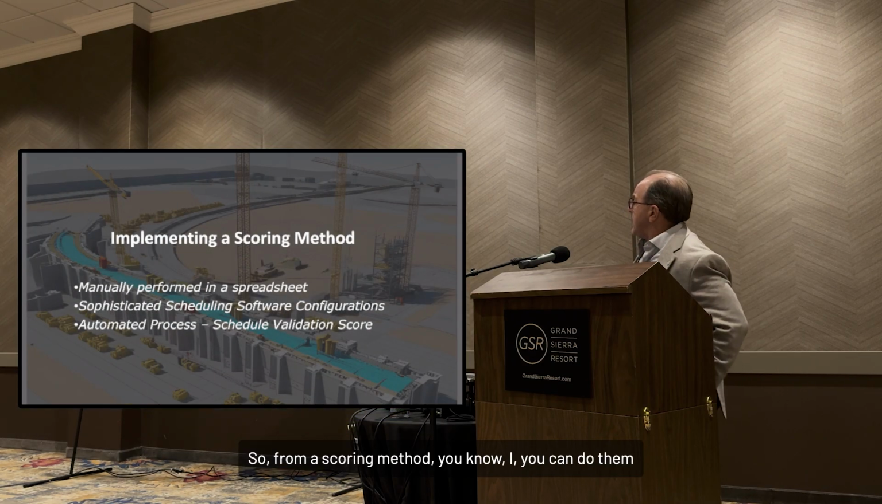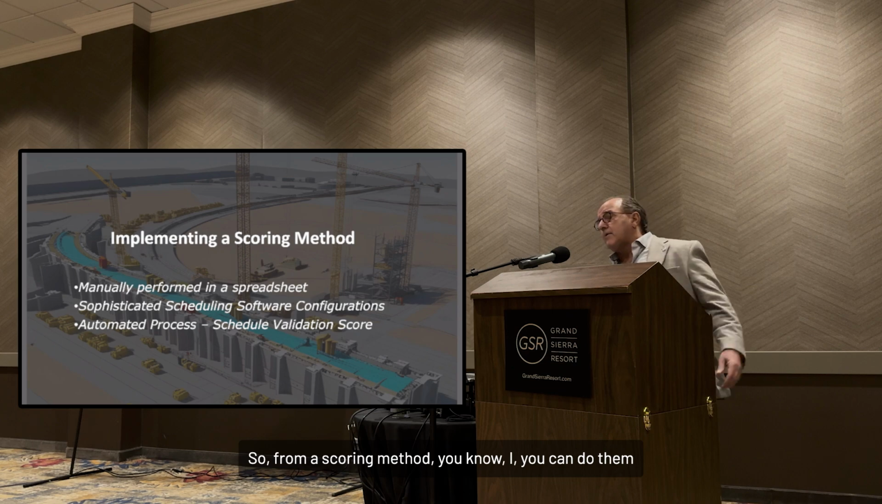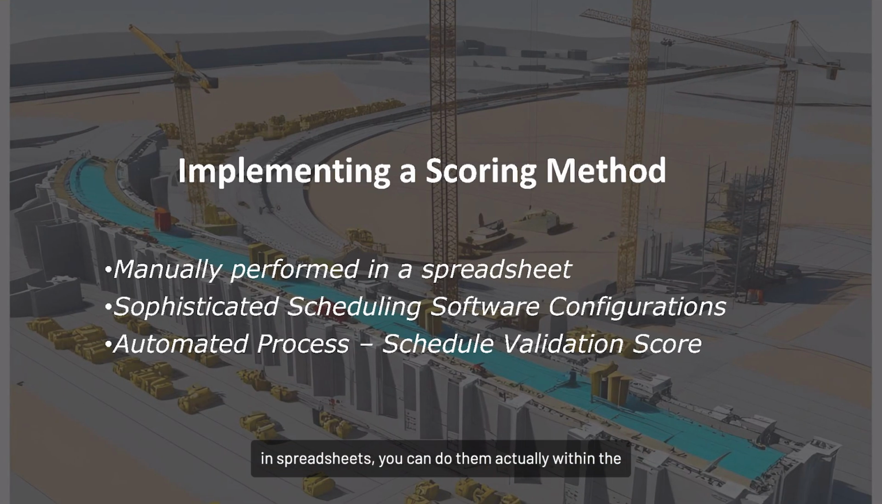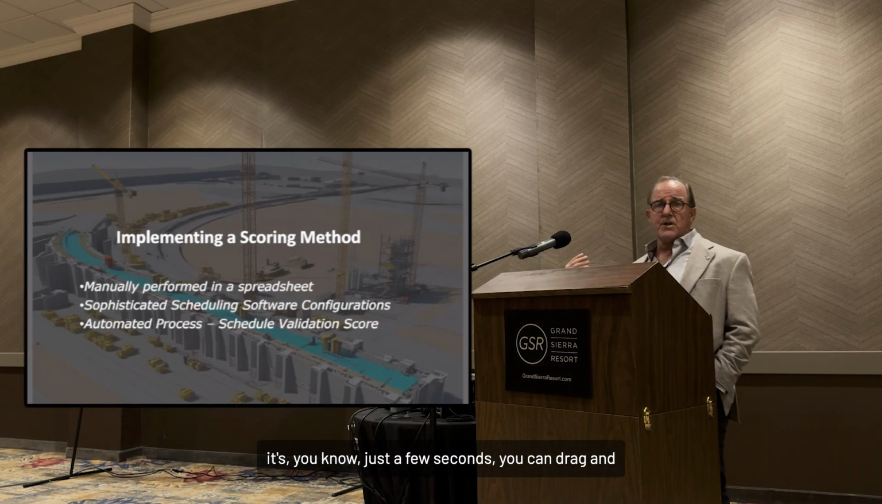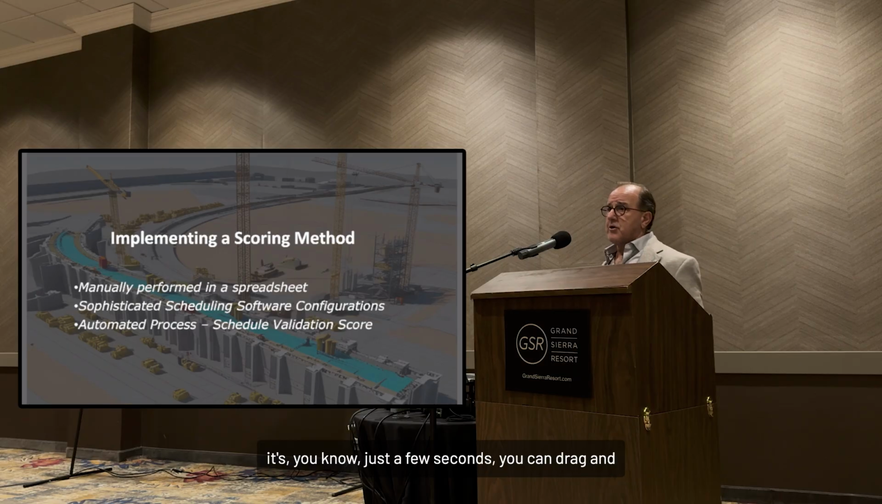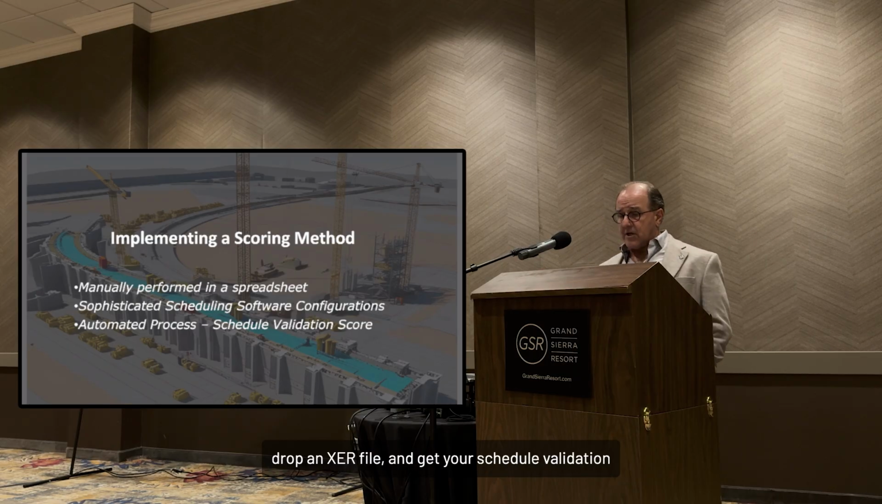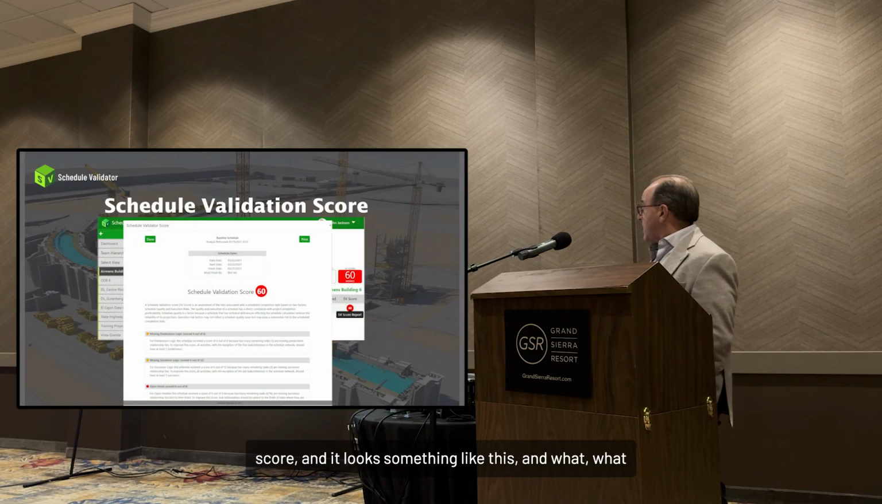From a scoring method standpoint, you can do them in spreadsheets. You can do them actually within the software nowadays. It's getting easier and easier to do the majority of these assessments within the software, or you can use an automated process. Schedule Validator is the tool that we're looking at today. And it's just a few seconds. You can drag and drop an XER file and get your schedule validation score. And it looks something like this.